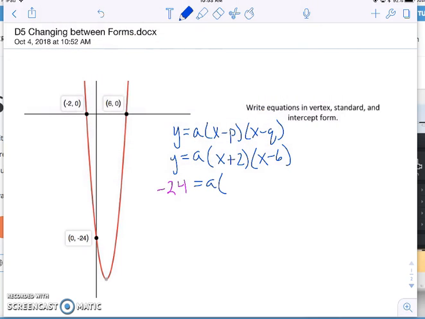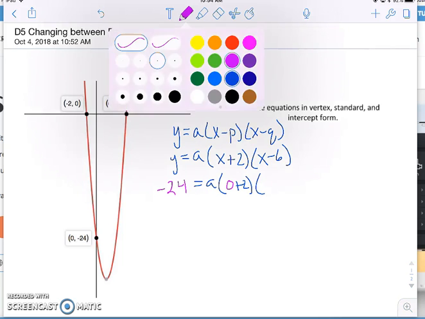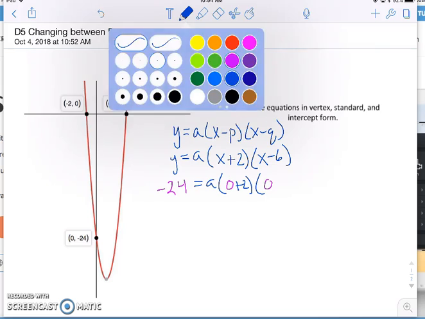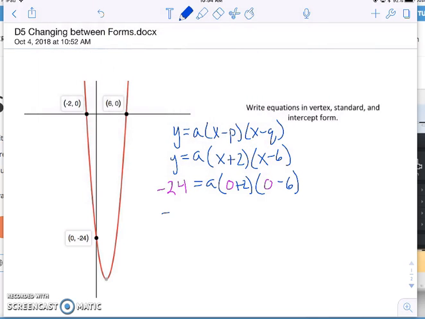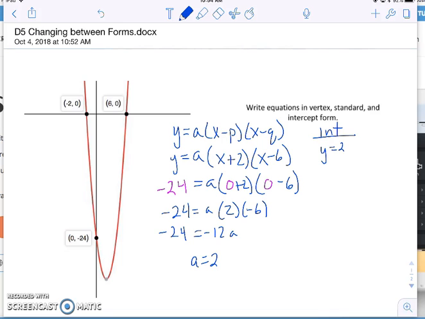equals a, the x value when y was negative 24 was 0, plus 2, and 0 minus 6. If we simplify this, we have negative 24 equals a times 2 times negative 6. So we have negative 12a equals negative 24. In this case, a would be 2. So this would be intercept form. We have y equals 2, x plus 2, x minus 6.